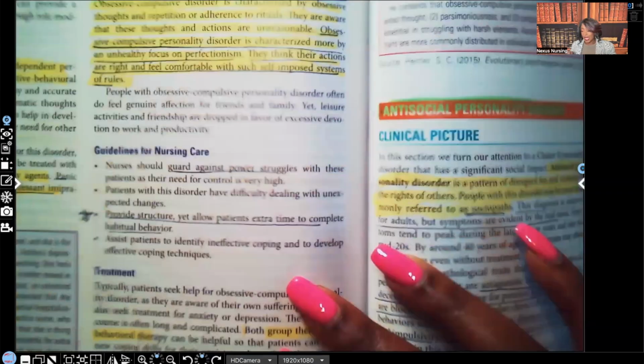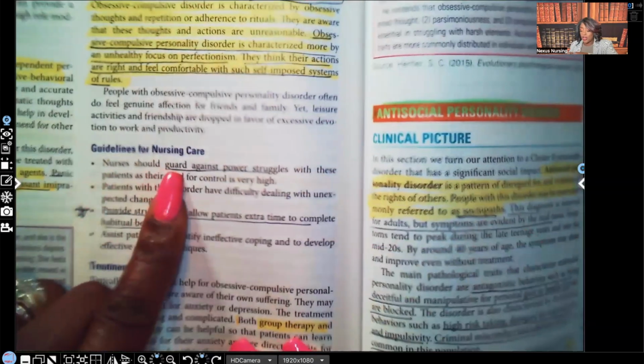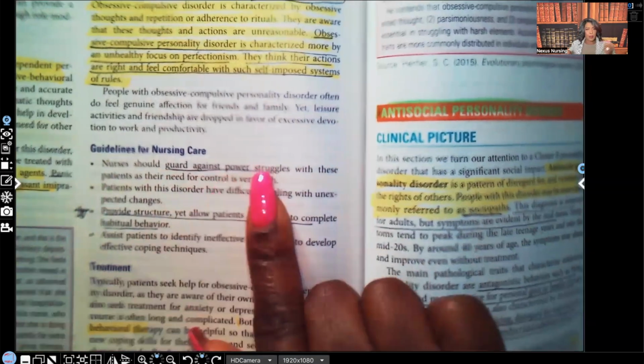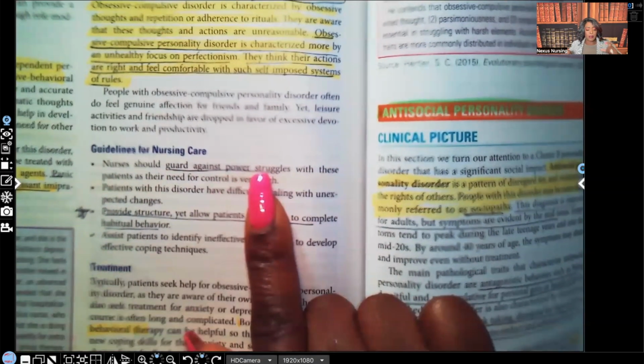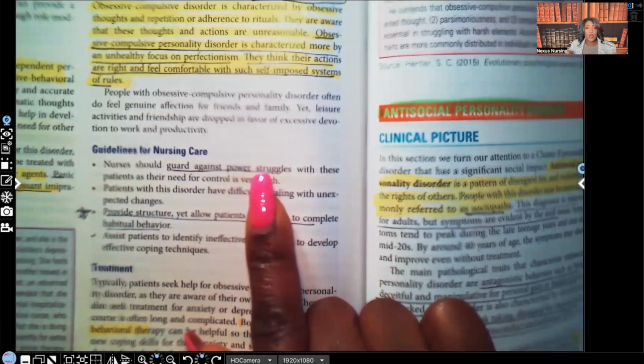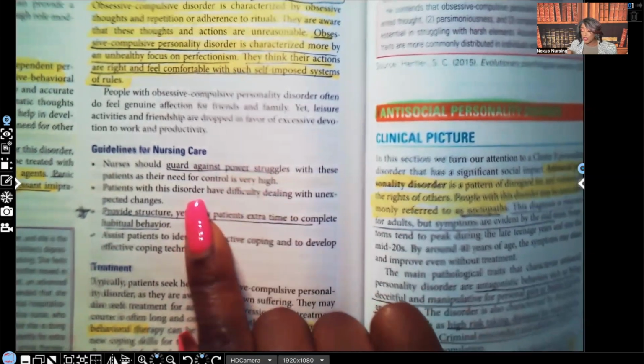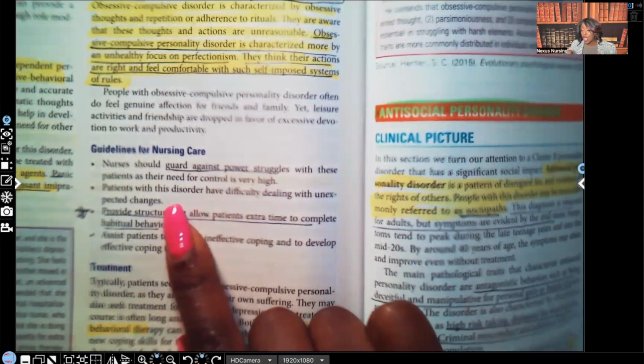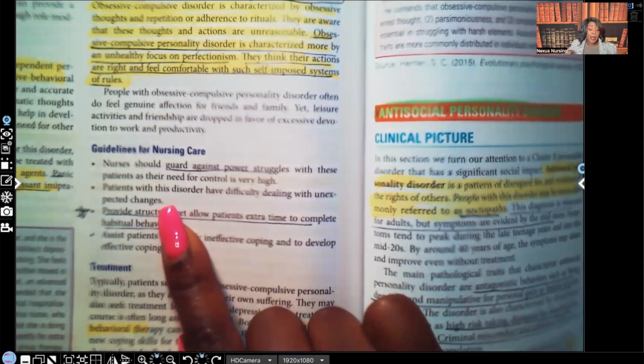Nursing care and guidelines. Nurses should guard against power struggles because remember, the person with obsessive compulsive personality disorder, it's all about control. All of that perfectionism, it boils down to control. They want to control themselves and they want to control you. So do not enter into power struggles with the patient. Patients with this disorder have difficulty dealing with unexpected changes. Remember, they don't even think anything's wrong with them.